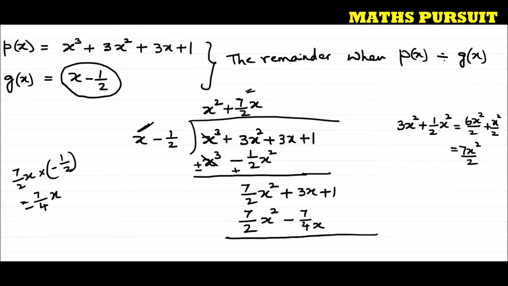Now let us subtract it. If we subtract, the symbols will change, and this 7 by 2 x to the power 2 minus 7 by 2 x to the power 2 cancels out. We are getting 0.